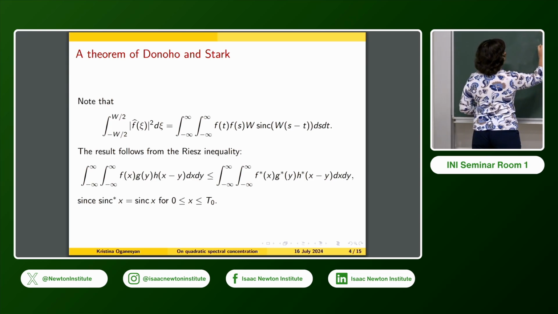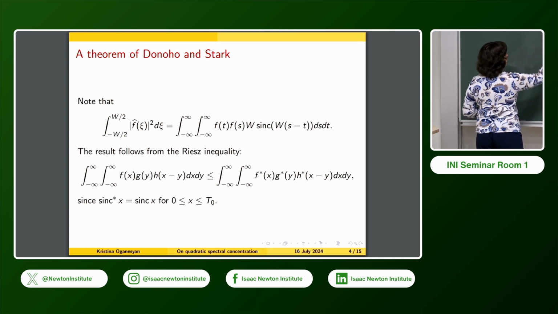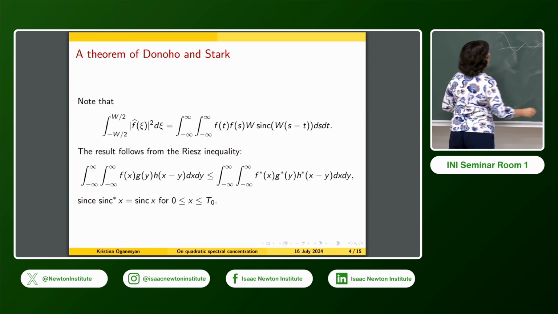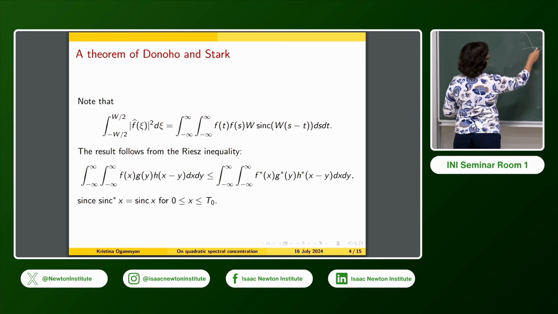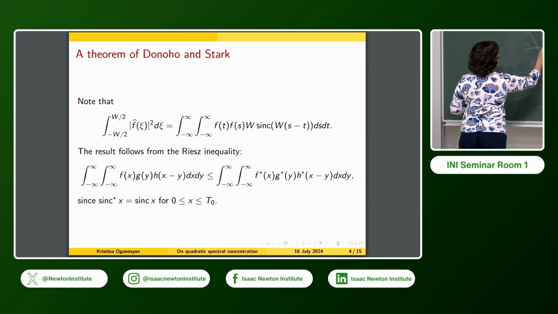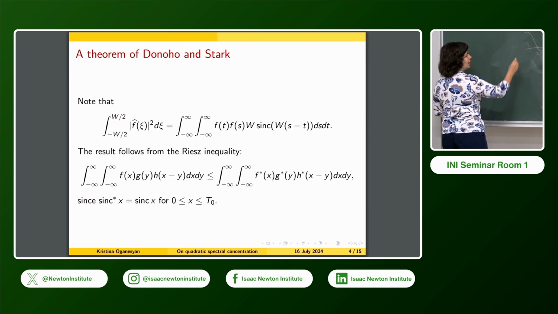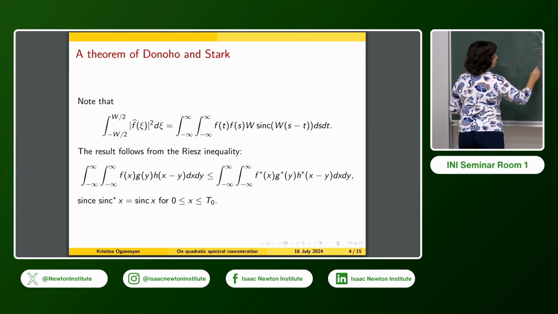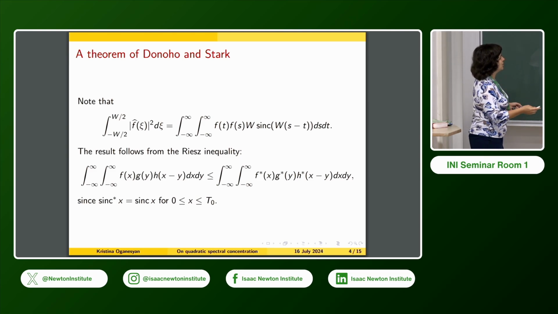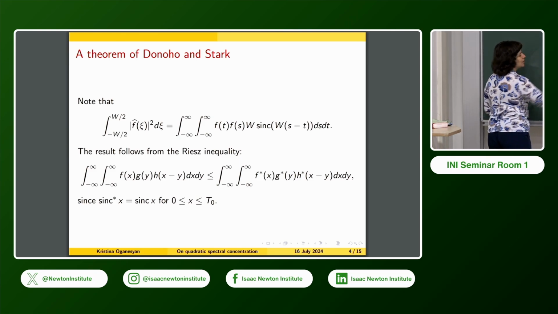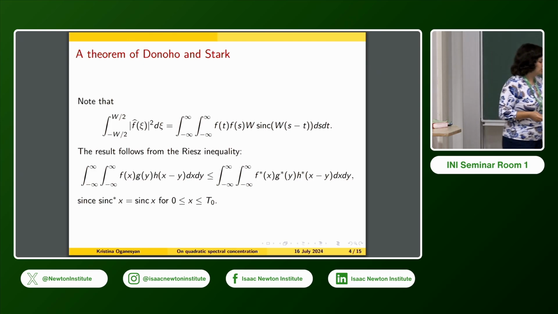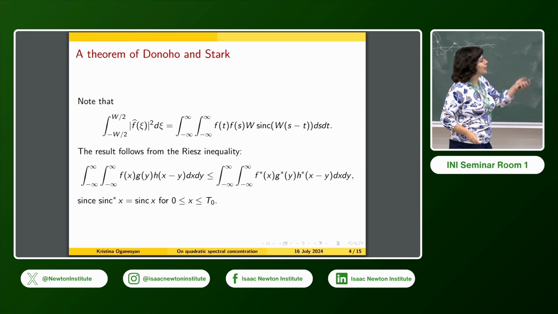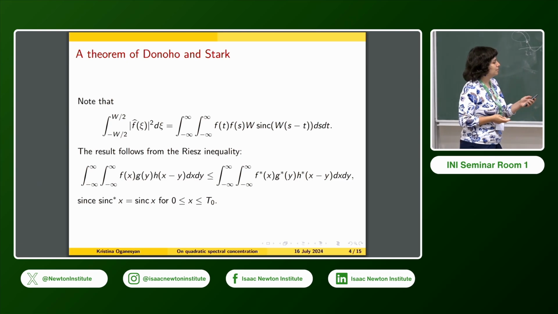Let me draw the graph of sinc. It goes like this, and T naught is exactly the point where we first attain the maximum. So it's 1, it's 2, and so on. This is the maximum over all x greater than 1, and the point where we first attain this maximum is, by definition, T naught. So this means that the rearrangement of sinc here is just sinc itself. We can remove the star and we recover this L2 norm of the rearrangement, which is greater.